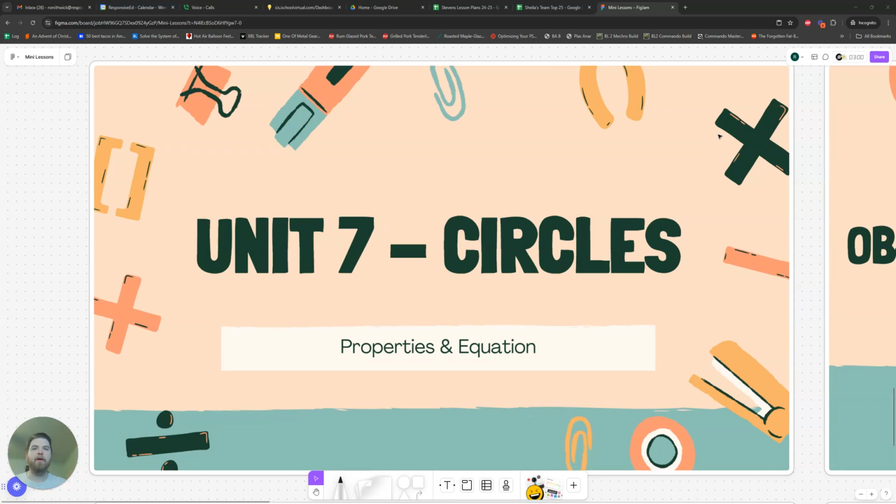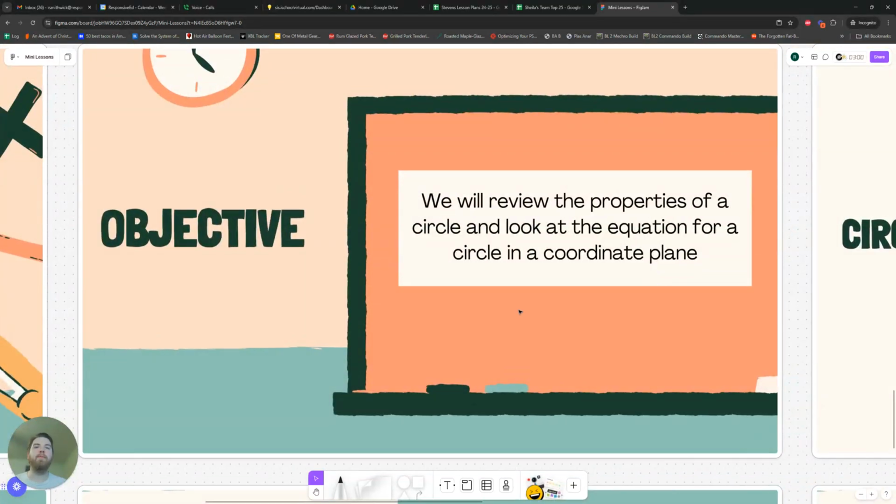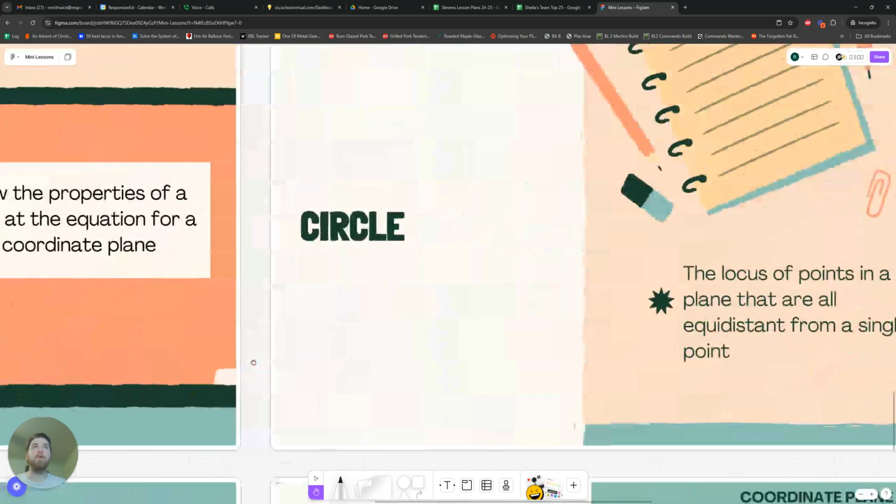All right, diving right on into Unit 7. Unit 7 is all about circles, and what we're going to look at in this video is some of the properties as well as the equation of a circle. So, our objectives. We're going to review the properties of a circle, and then we're also going to look at the equation, specifically the equation for a circle in a coordinate grid.